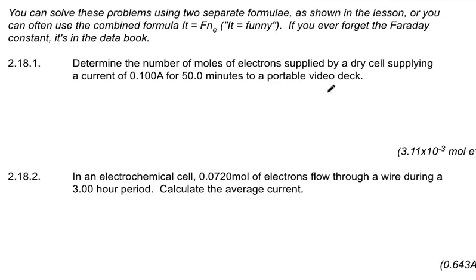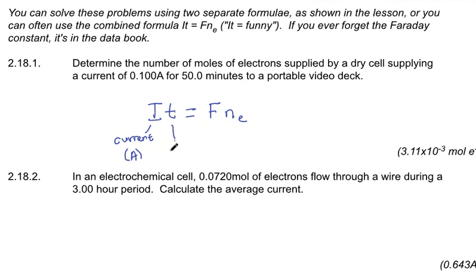The formula governing all of these is IT equals Fne. Some people remember this as "it is fine" or "it is funny." I is current, which is measured in amps. The unit is amperes, everybody says amps. That's the same as coulombs per second.